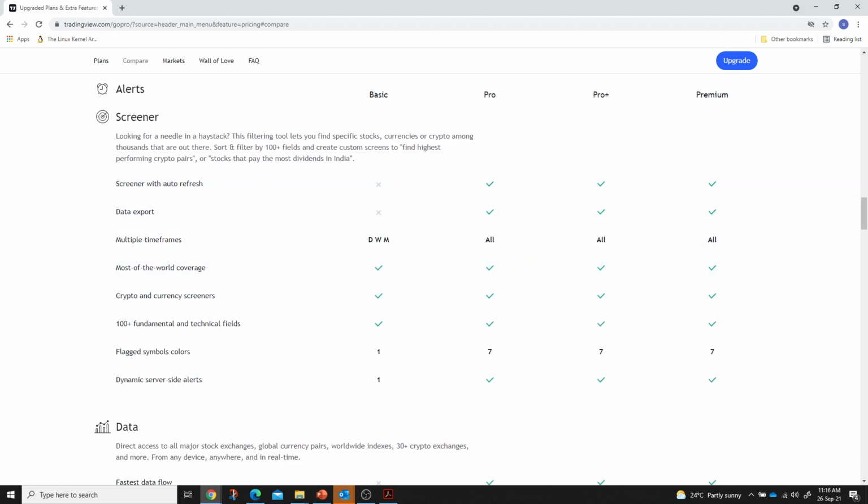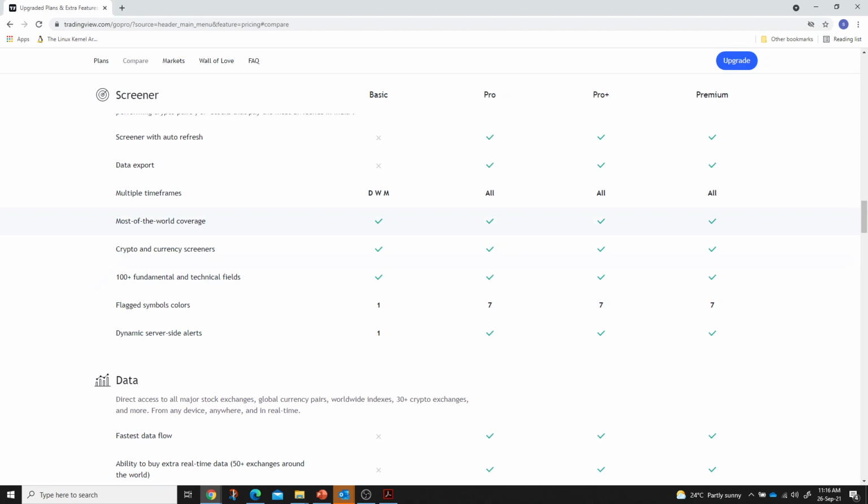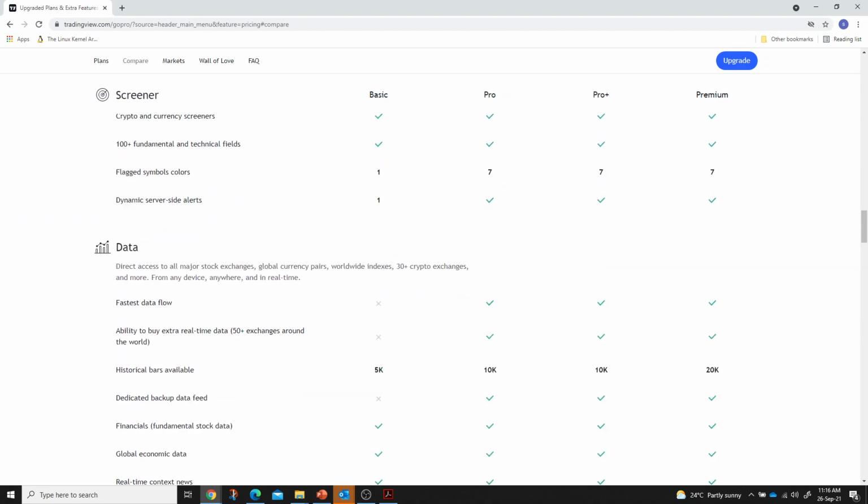Screener: currently, the screener with auto refresh is not in basic. You have to refresh it, it doesn't auto refresh. You can't export it to an Excel sheet or a CSV. Time frames are daily, and otherwise everything is covered.